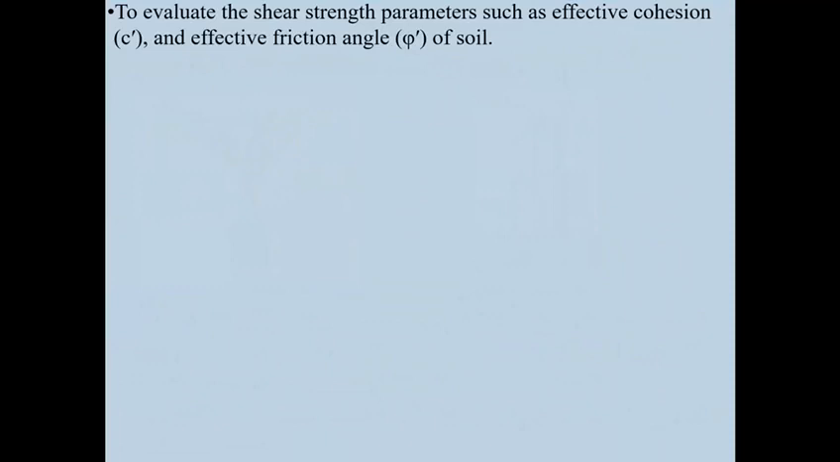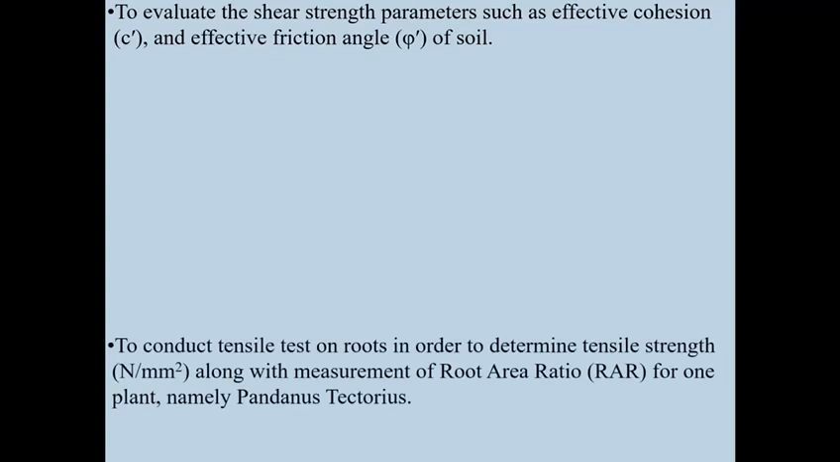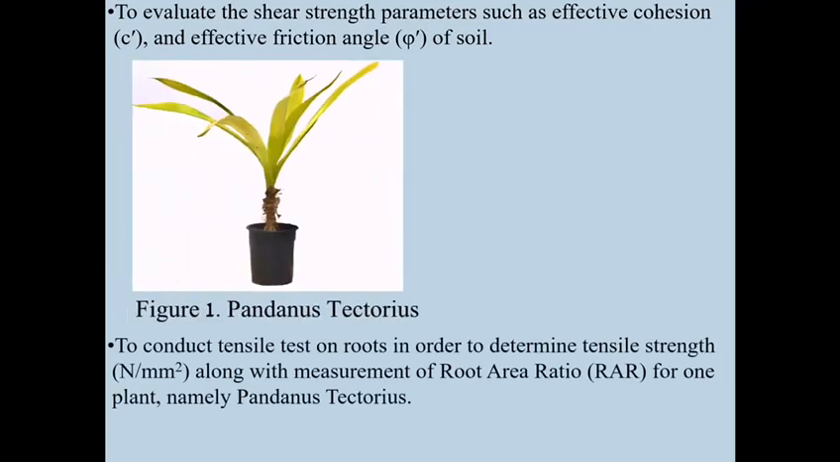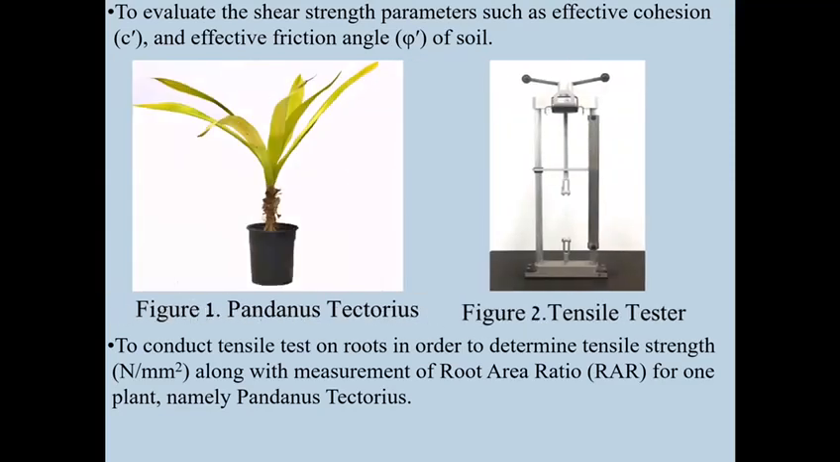Now, moving on to the objectives of this research. Before we began root testing, we evaluated the shear strength parameters of soil needed, such as the effective cohesion and the effective friction angle of soil. Due to its varying root diameters, we decided to use the Pandanus tectorius plant for our research. We conducted a series of tensile tests on its roots to determine the tensile strength of the Pandanus plant.